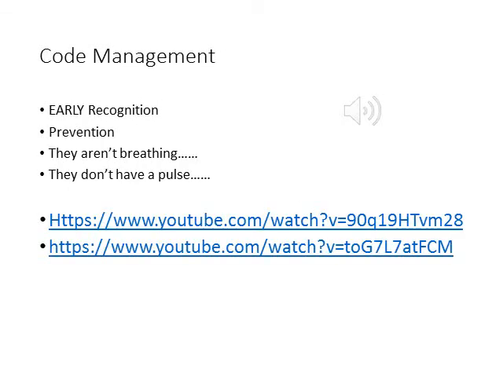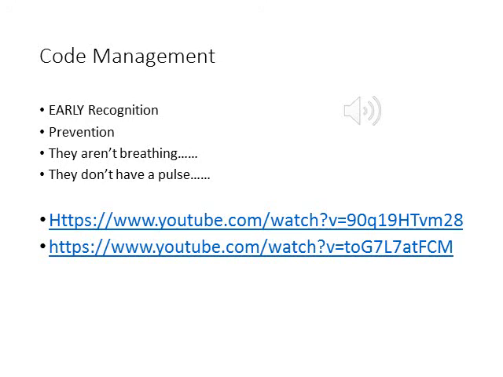Okay, code management. Subtle signs of deterioration usually show 6 to 8 hours before a cardiac or respiratory arrest. What do you think those things might be? I think we've talked about them many times in many different lectures. Confusion, what's that telling you? Think about that. Tachycardia, increased respiratory rate greater than 28.